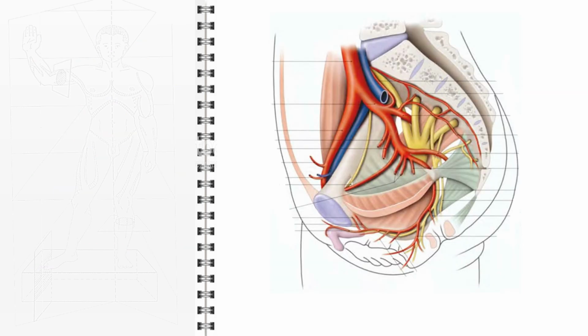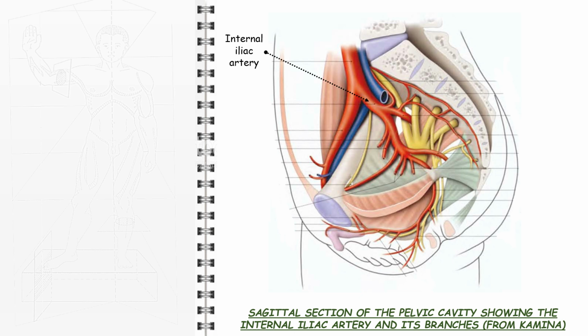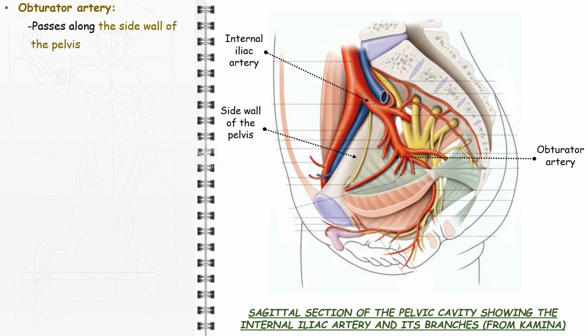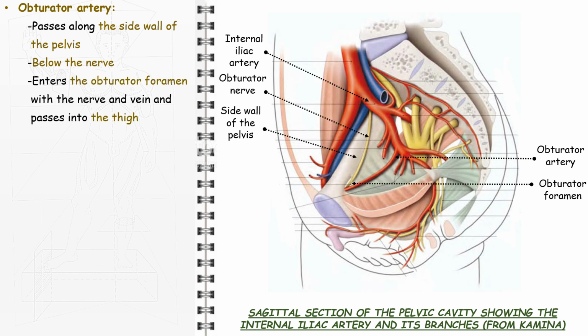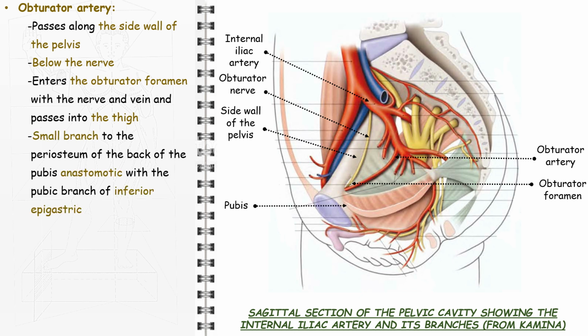vagina. The obturator artery passes along the side wall of the pelvis below the nerve to enter the obturator foramen with the nerve and vein and pass into the thigh. The artery gives off a small branch to the periosteum of the back of the pubis, and this vessel anastomoses with the pubic branch of the inferior epigastric artery. In about 50% of cases, this anastomotic connection opens up to become the accessory or abnormal obturator artery, replacing the normal branch from the internal iliac.